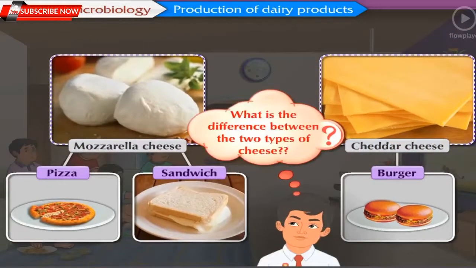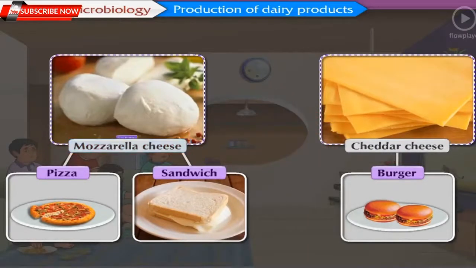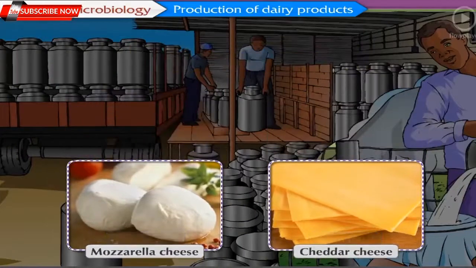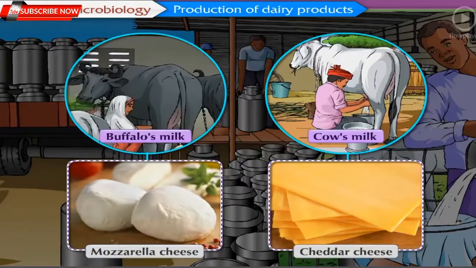What is the difference between the two types of cheese? Mozzarella cheese has a soft texture, whereas cheddar is a semi-hard cheese. Both types of cheese are made up of milk, but the type of milk used varies in both. Cheddar is made using cow's milk, while mozzarella is made using buffalo's milk.